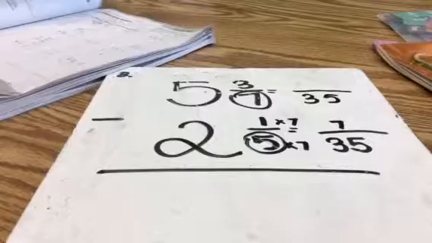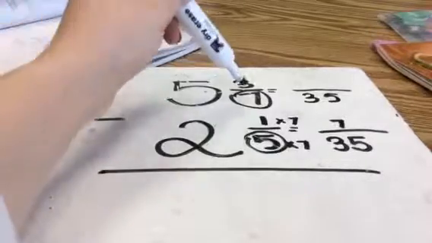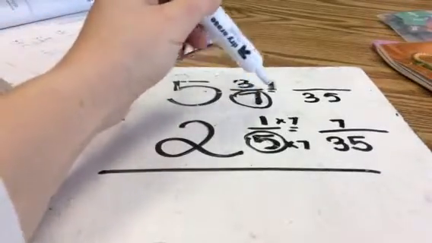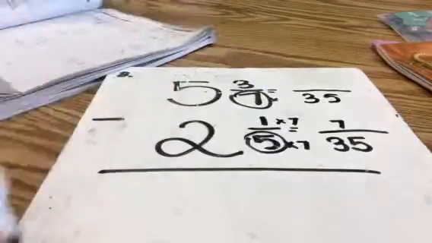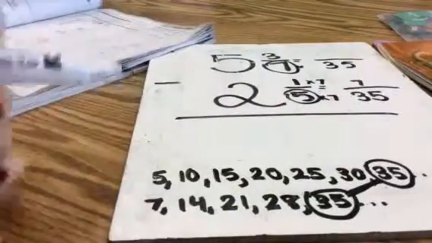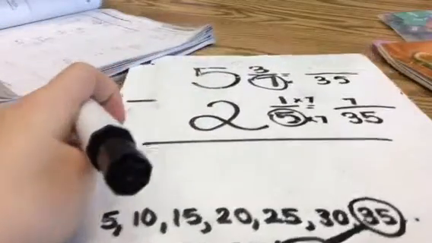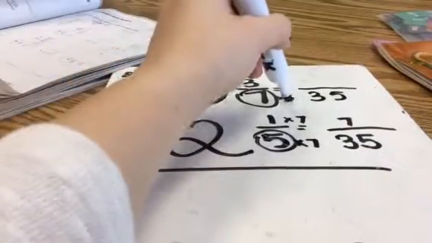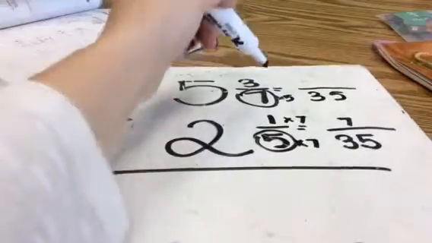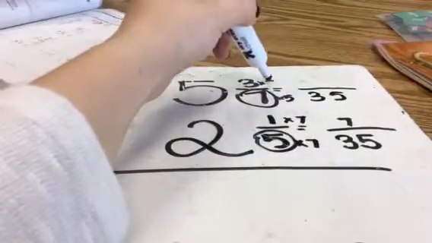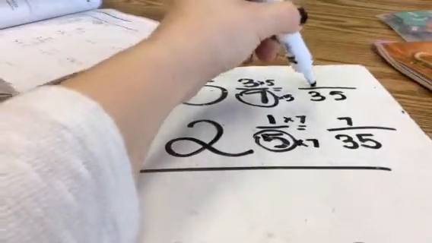The same thing goes for my denominator up on the top. It was a 7. What did I have to multiply it by to get to 35? I'll just count my multiples. I had to multiply it 1, 2, 3, 4, 5 times. So whatever I do to my denominator, I also do to my numerator. Multiply it by 5. 5 times 3 is 15.